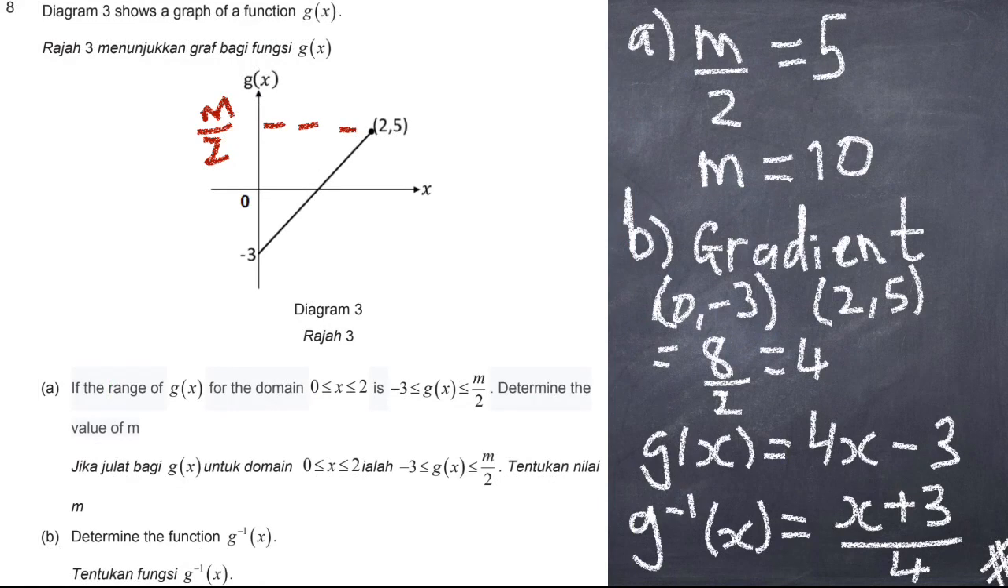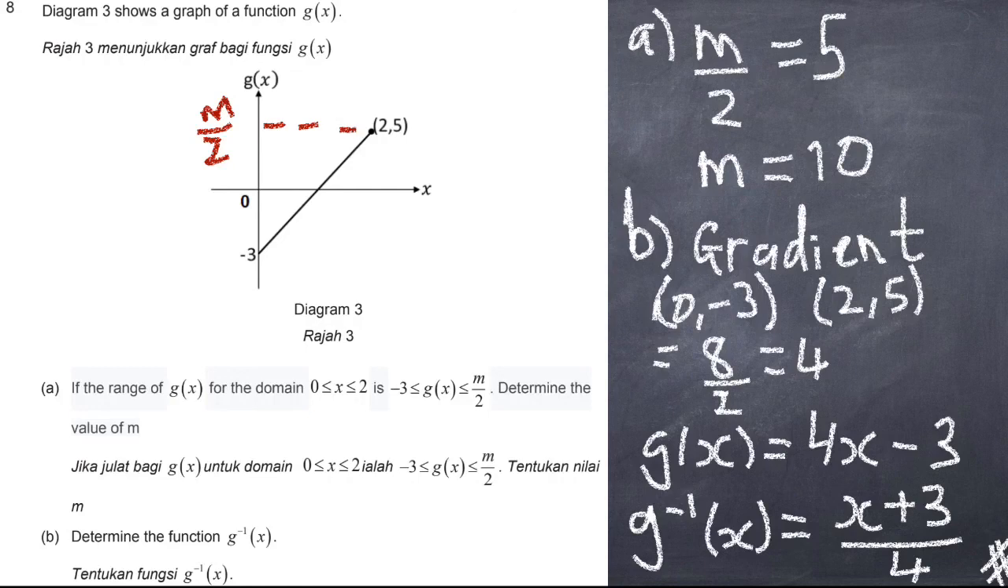Next, we have question number 8. If you look at question number 8, from the question given to you, the range for the domain is negative 3 until m over 2. The m over 2 you can mark on the graph, which is there, so m over 2 will be equal to 5.